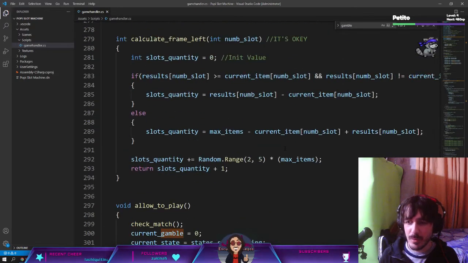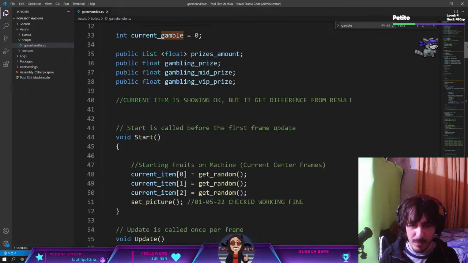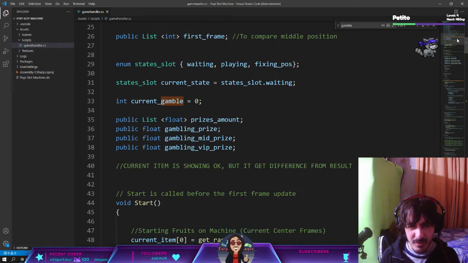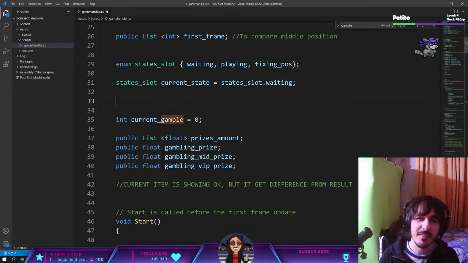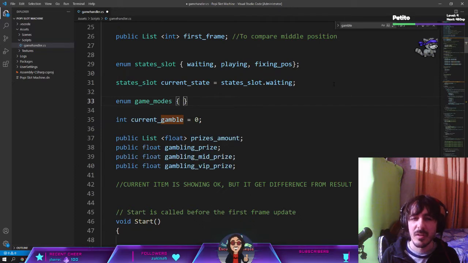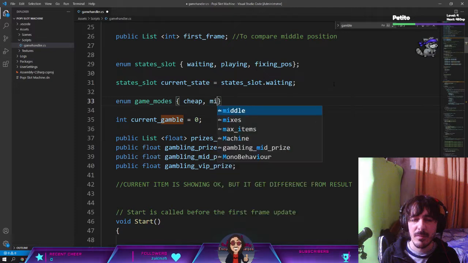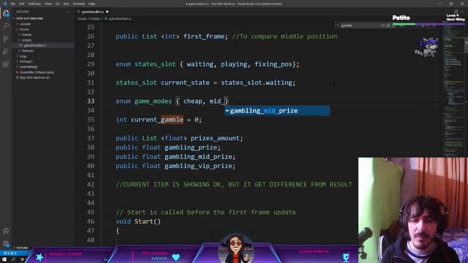Then I have to establish the game mode. Maybe instead of 0, 1 or 2, I have different states, game modes. Cheap, mid price, high price, a VIP price.